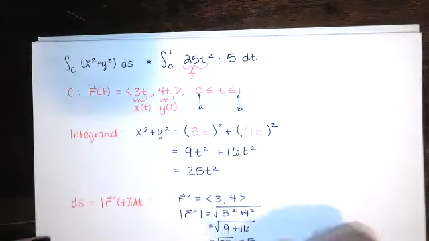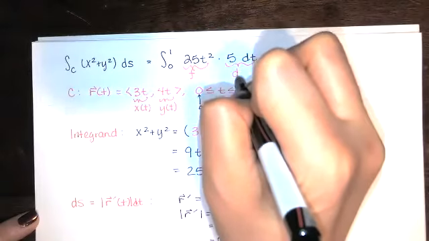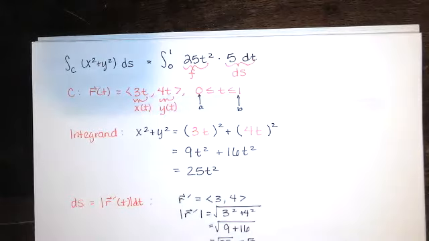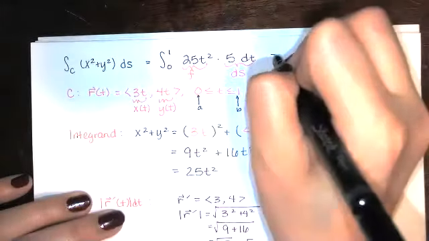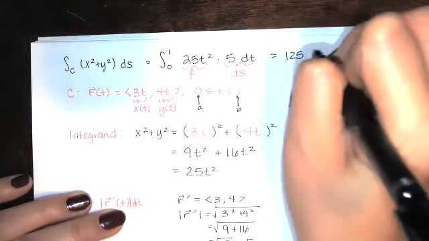So you've replaced your integrand with a function of t, and you replaced your ds with the magnitude of r prime of t dt. Then we just evaluate this integral. I've got 25 times 5 is 125. You can pull that out front.